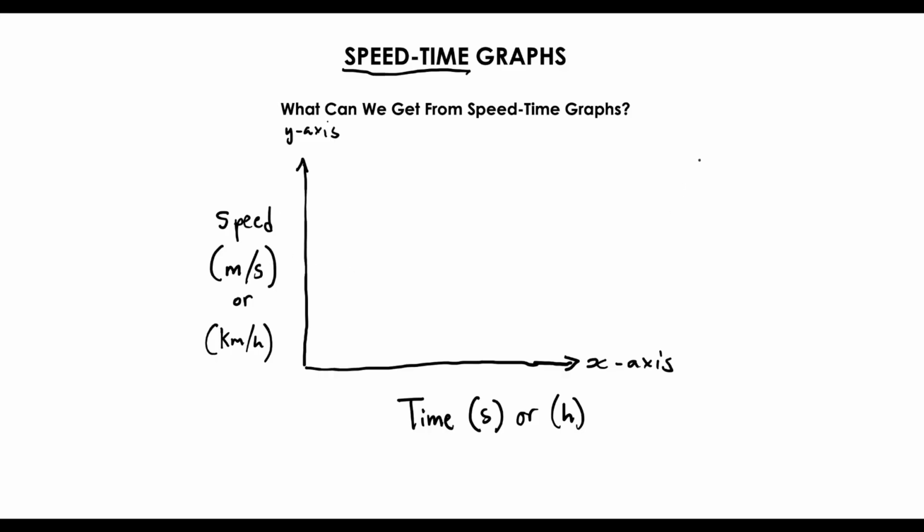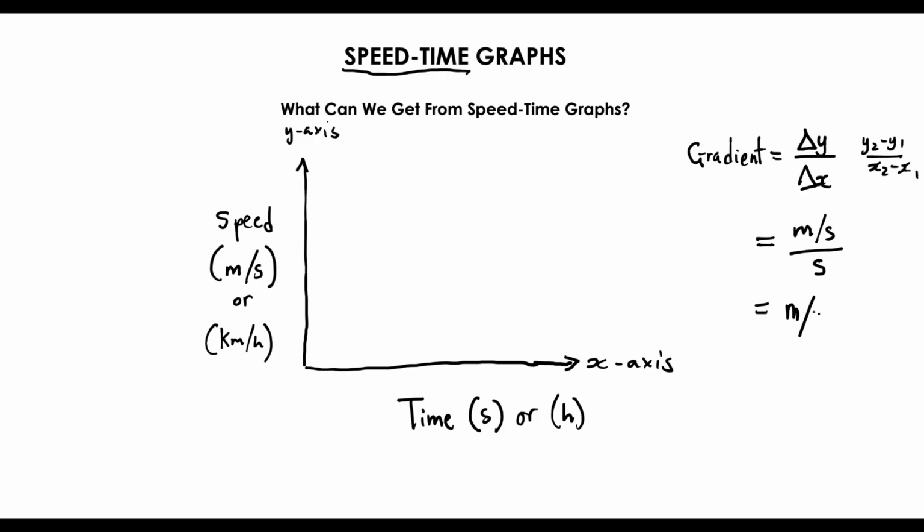Now, we know that the gradient of a graph is equal to the change in y over the change in x. This is typically written as y2 take away y1 over x2 take away x1. But right now I want you to focus on the change in y over change in x. Why is that important? Because we are dividing the units on the y-axis, which in this case for instance would be meters per second, over the change in x, whose units are seconds. So meters per second divided by seconds would give us meters per second squared.